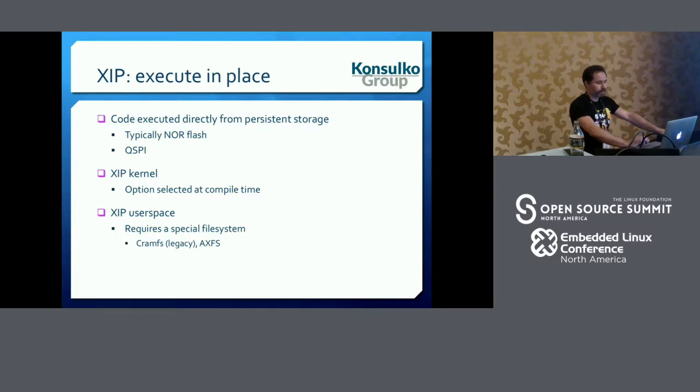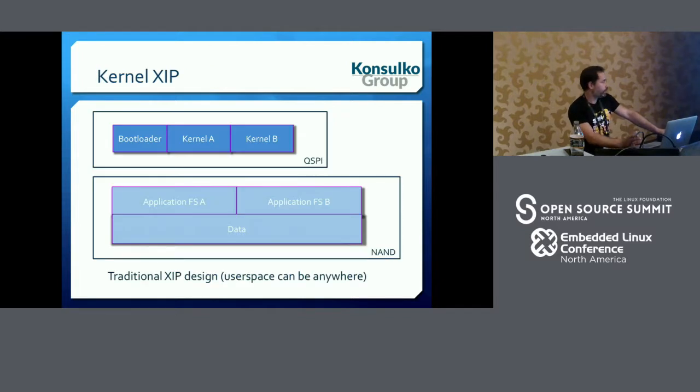When we're talking XIP, we're talking kernel XIP first and foremost. And in case we have a double copy OTA method applied, the flash that allows for execution would contain a bootloader and two kernels, the first one and the reserve one. And the application root file system, databases, and whatnot will then most likely be on a NAND flash or eMMC or some other storage that you cannot run programs directly from, but that's actually not necessary.